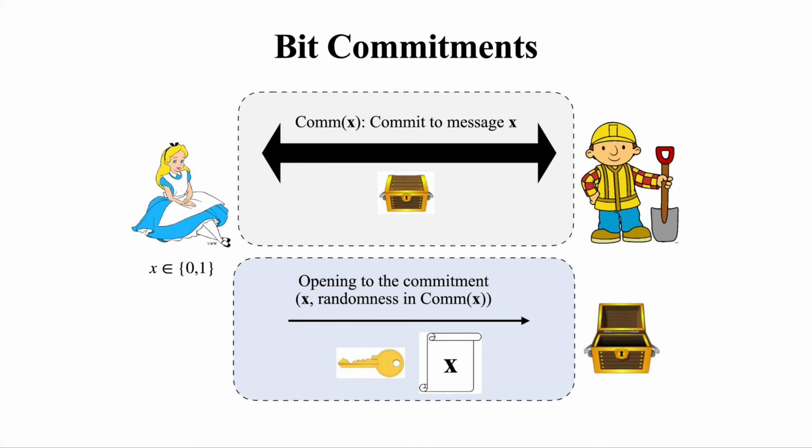In the commit phase, Alice is going to commit to its message x. You can think of Alice as putting its message in a lockbox and sending it to Bob. In the opening phase, Alice reveals x and also whatever randomness it used in the commit phase. You can think of this as revealing the key and the message written on some paper to Bob. So Bob uses the key to open the lockbox, checks if the message inside the box is the same as the message Alice wrote on the piece of paper, and if so, it outputs accept, otherwise it outputs reject.